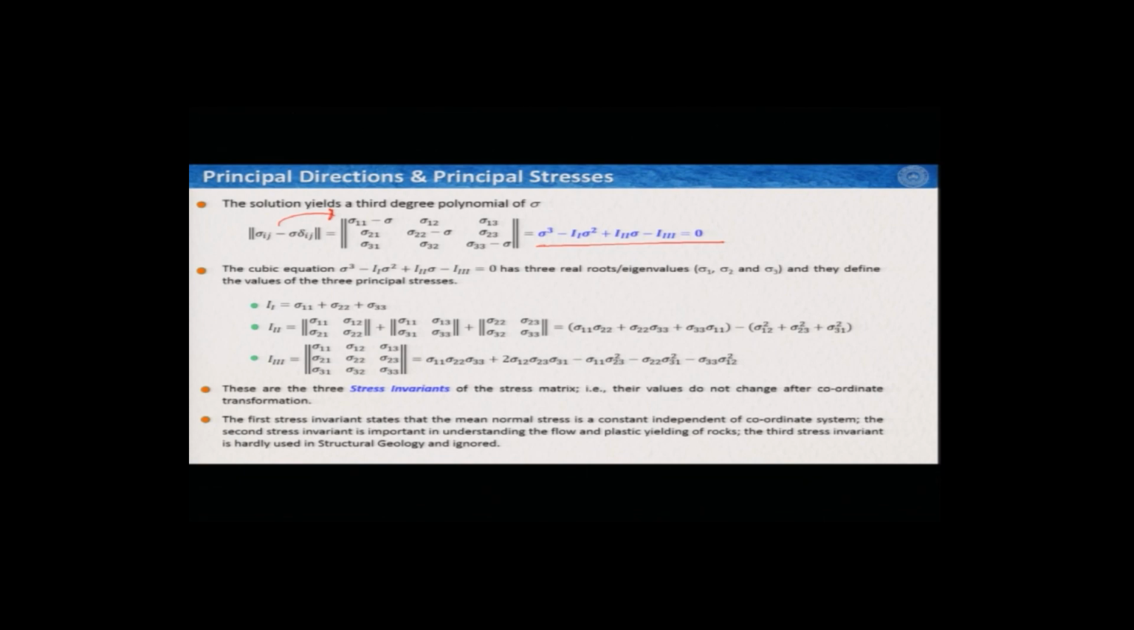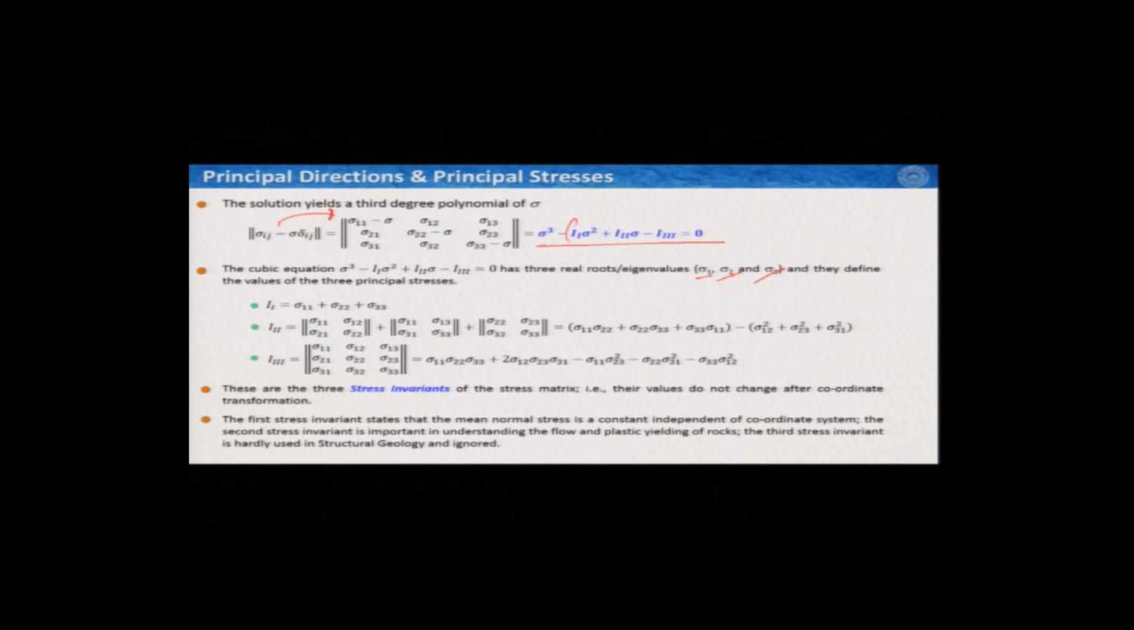Now, if you have that equation, where I1, I2 and I3 are 3 constants, we will learn what these are soon. Essentially this would yield 3 real roots of this equation, and you can say root 1 is sigma 1, root 2 is sigma 2, and root 3 is sigma 3. They are the values of the principal stresses, and these are also eigenvalues of the stress matrix that we are dealing with. So, this is the way you get your principal stresses.